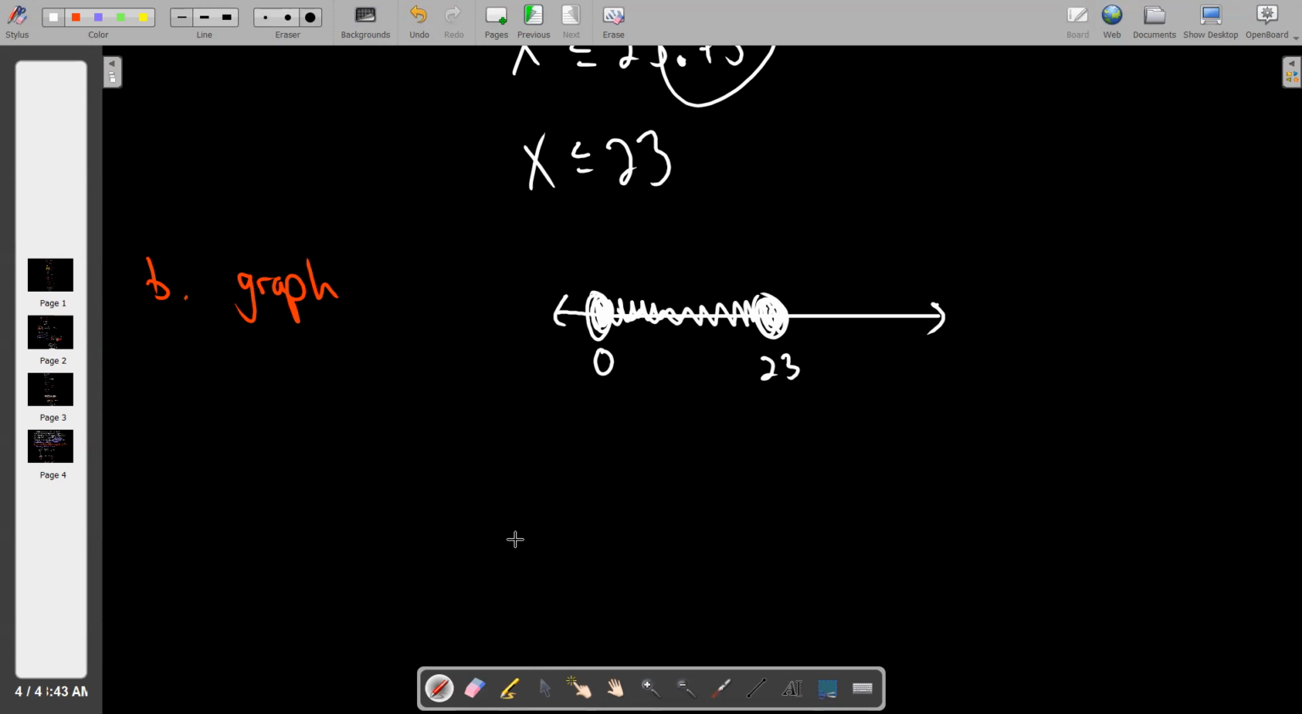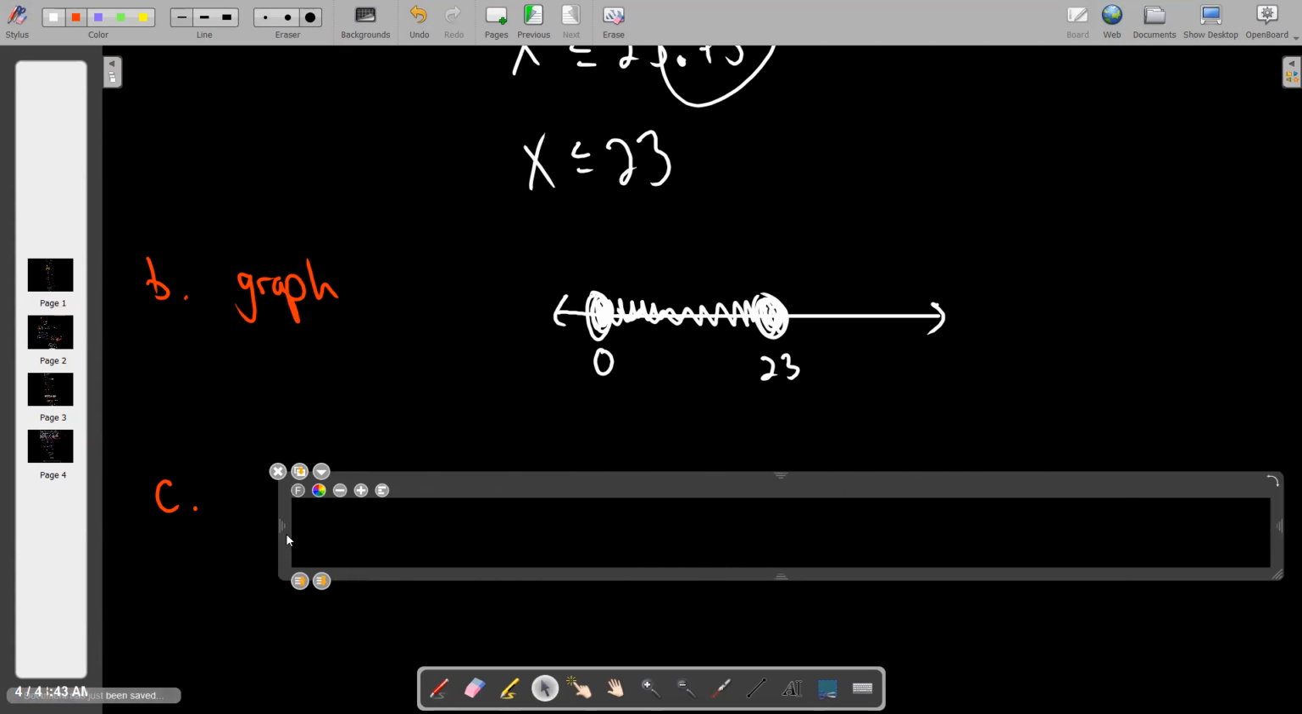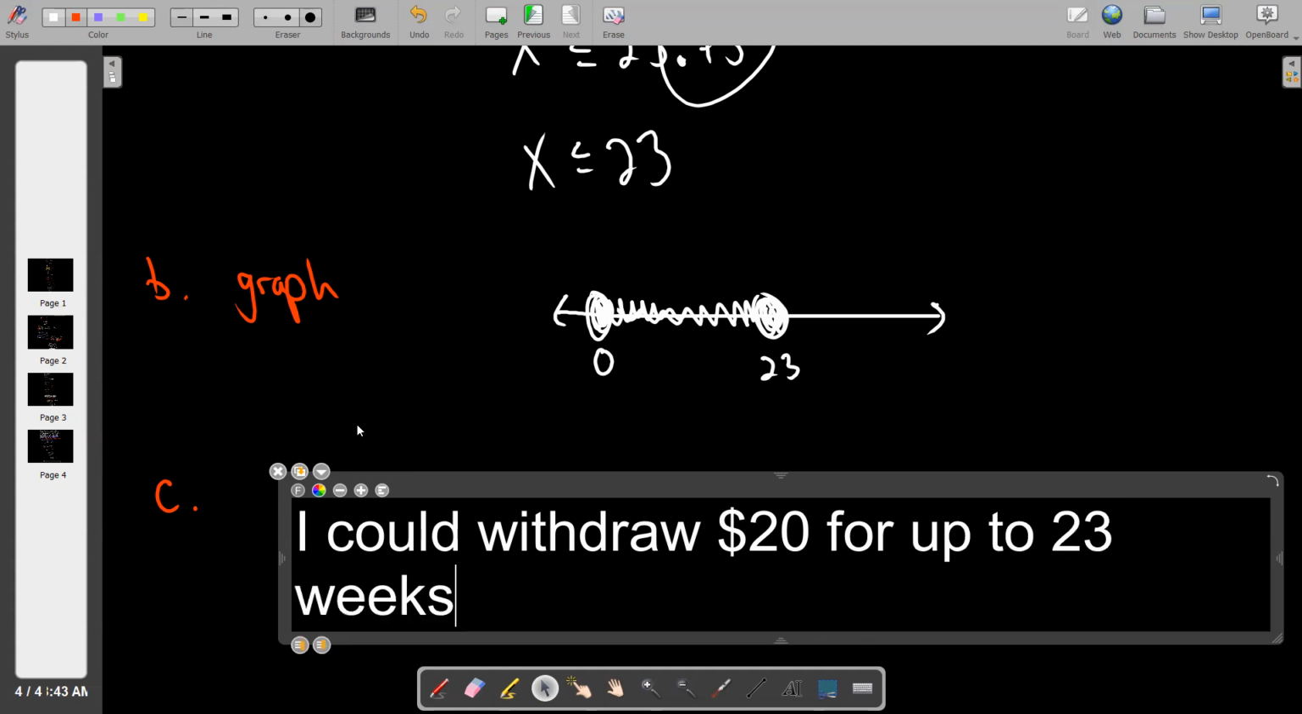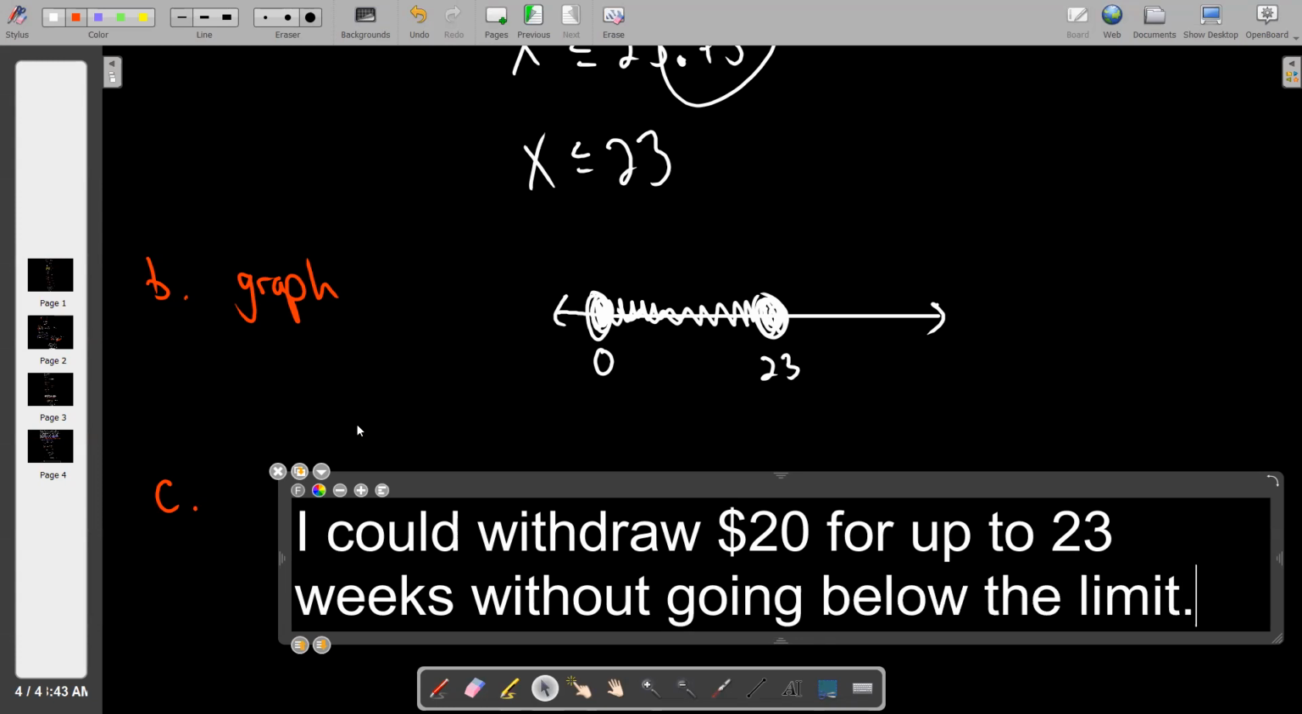And then the last part, and then I'll get you out of here, is to write a complete sentence. This is part C. And again, I know there'll be some of you that despise this, so I'm just telling you that I'm aware of that. The last part is you have to write a complete sentence to answer the actual question. So you could say something like, I could withdraw $20 for up to 23 weeks without going below the limit, or something like that. Nice complete sentence with subjects and objects and verbs and all that stuff, capitalization, punctuation.